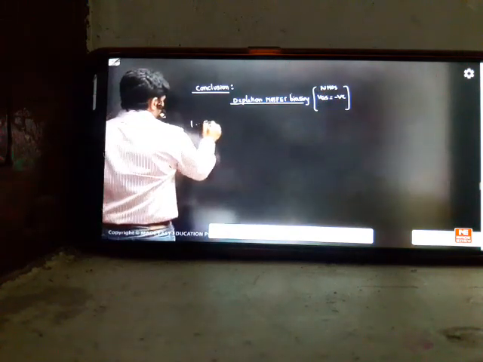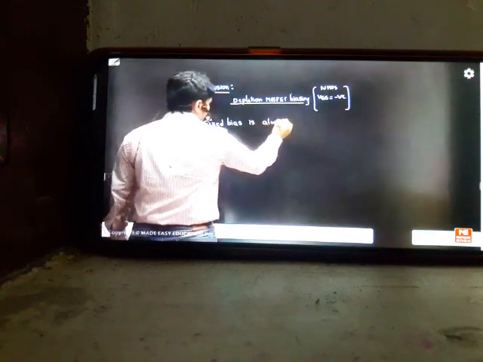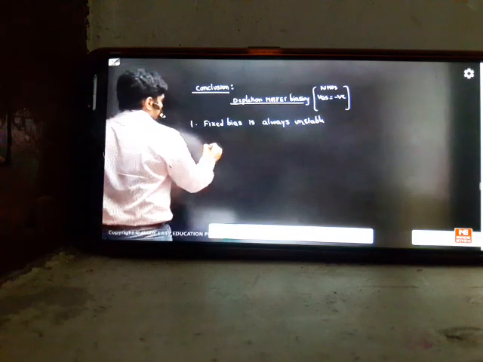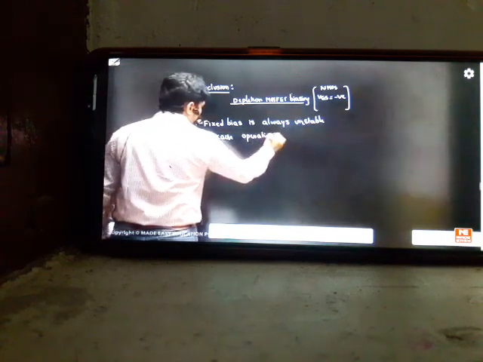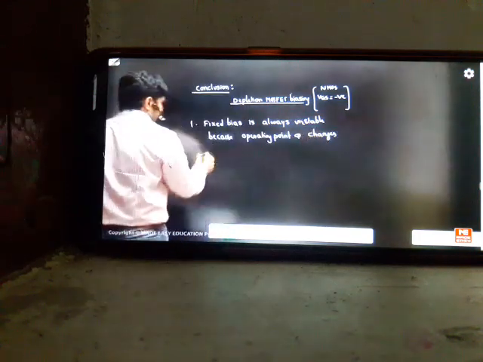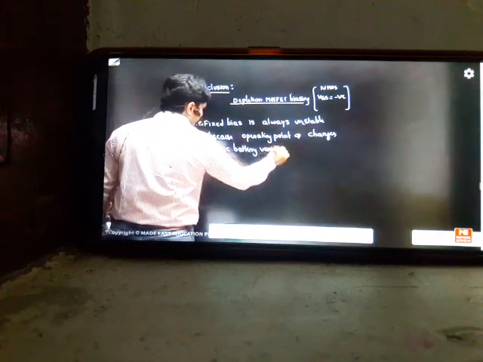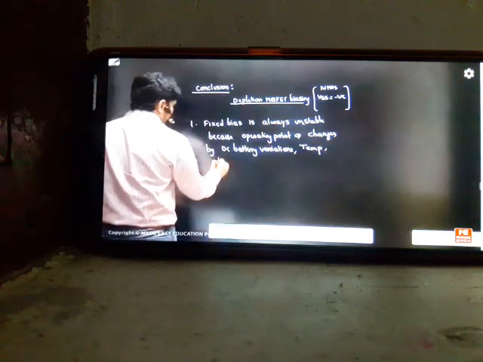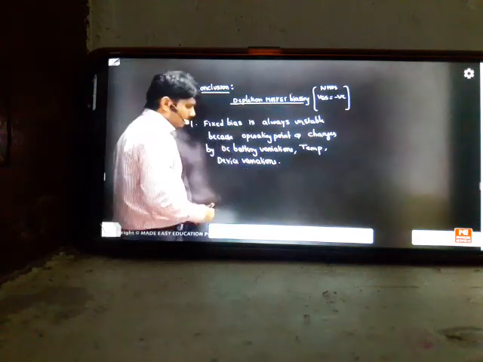So, first point, fixed bias is always unstable. Fixed bias is always unstable because the operating point Q changes by DC battery variations, temperatures, and device variations. For all these cases, your biasing is not a good biasing.